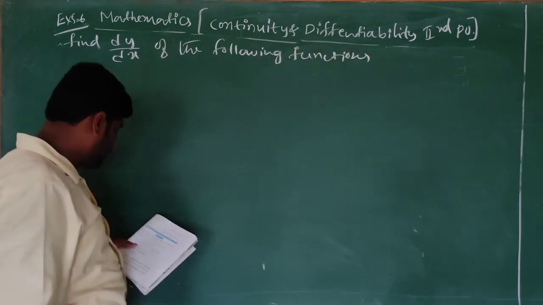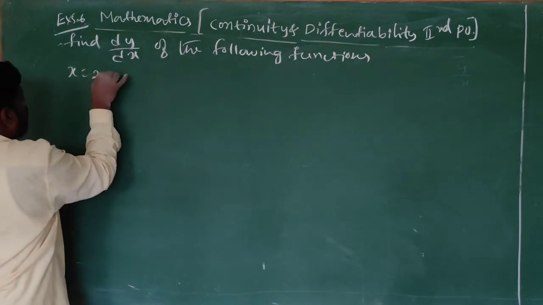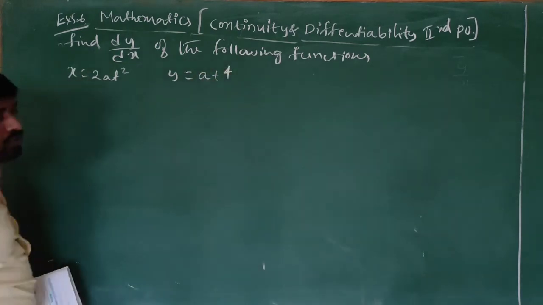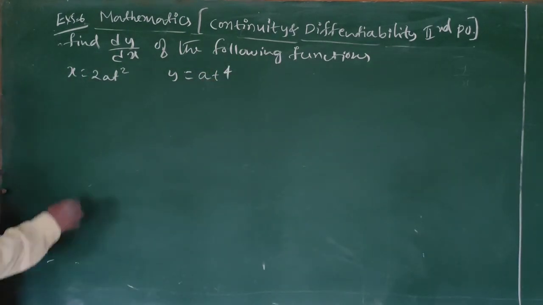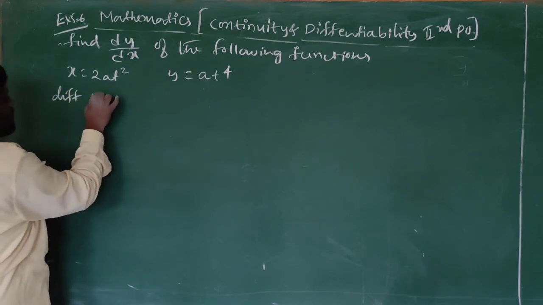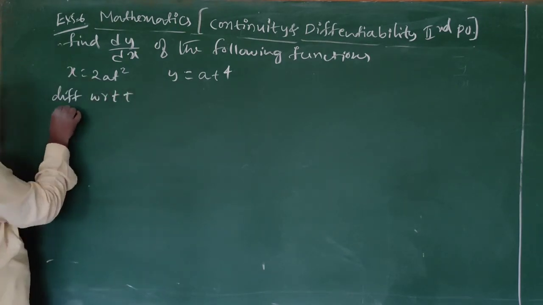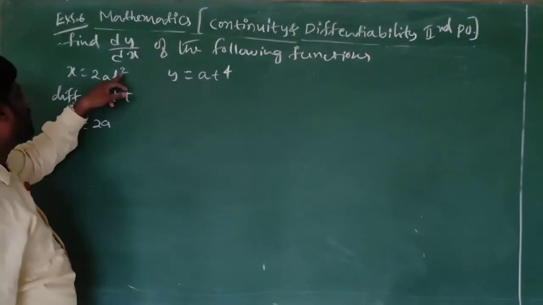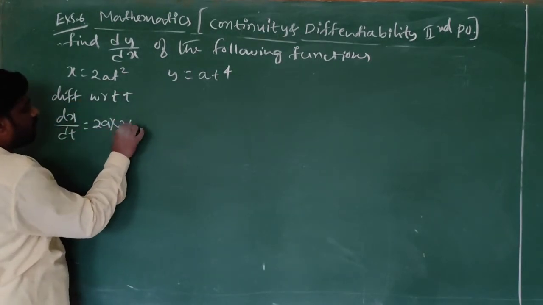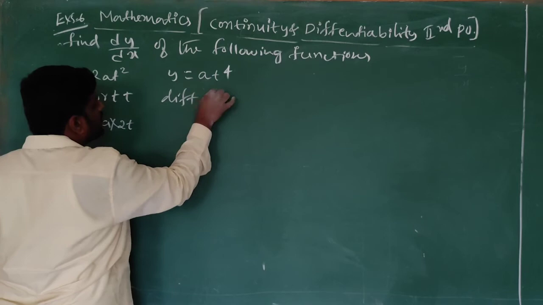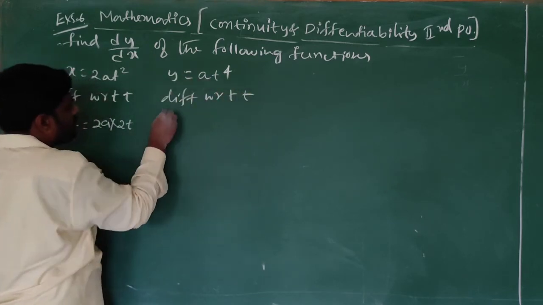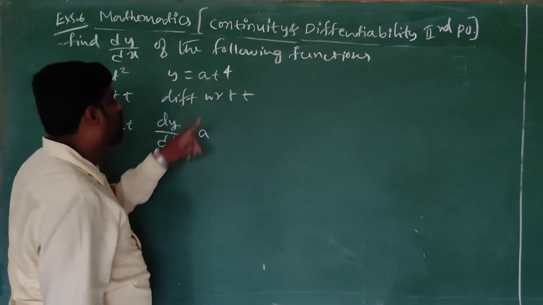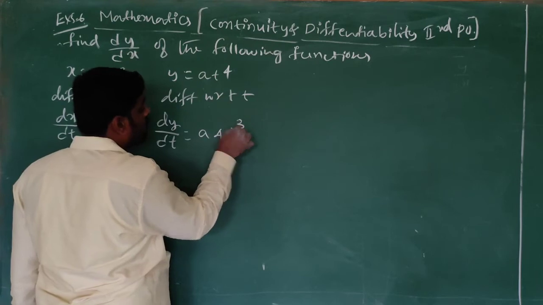Okay, so the first one: x is equal to 2at square, y is equal to at to the power of 4. Similarly, differentiate with respect to t. x differentiation is dx by dt. 2a as it is, t square differentiation is 2t. So differentiate with respect to t. y differentiation is dy by dt. a as it is, t to the power of 4 differentiation is 4t cube.